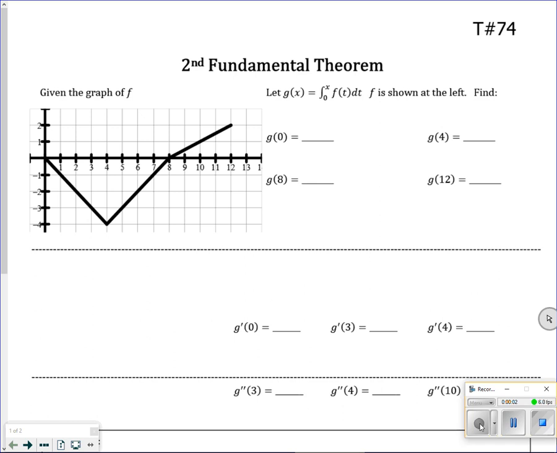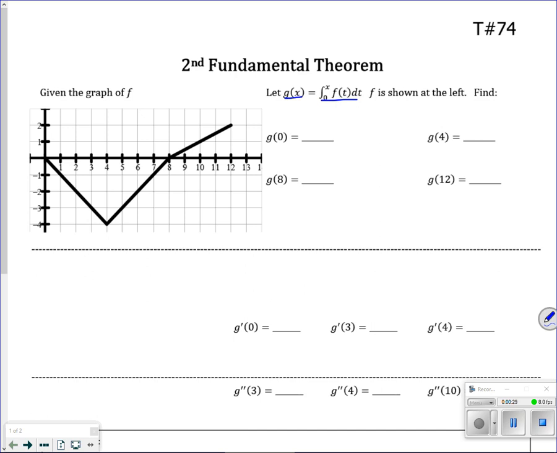All right, the second fundamental theorem. This is kind of a weird thing, and people have a very difficult time with this lesson. So let's just go at it. It's the idea of a function that is defined with an integral. And so that's just kind of weird. So notice that the graph of f is shown to the left.